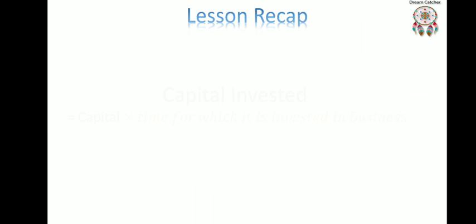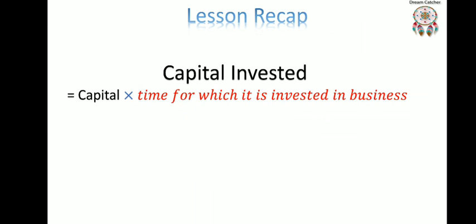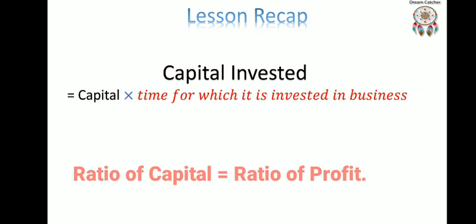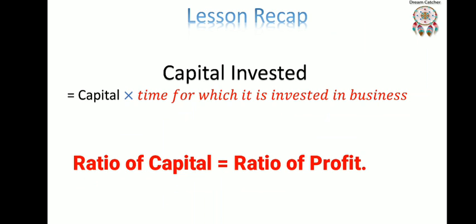A quick lesson recap. Capital invested is capital into time for which it is invested in business. Ratio of capital is equal to ratio of profit. That is the end of the lesson.